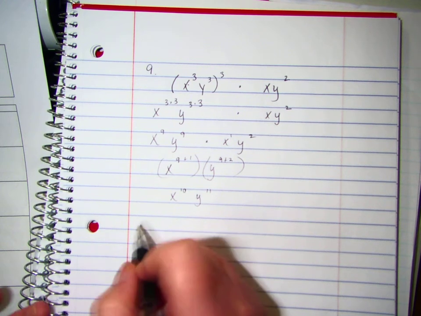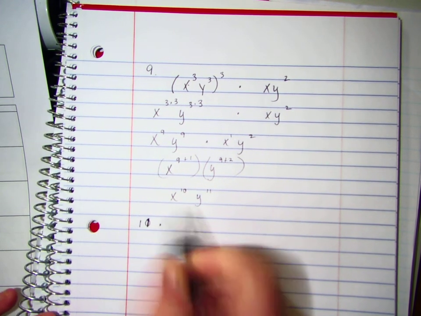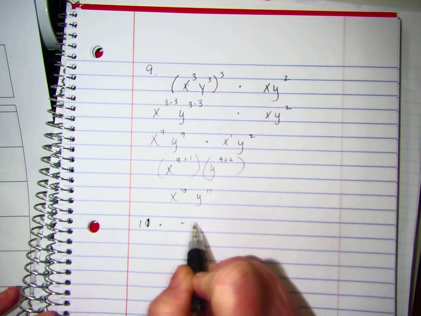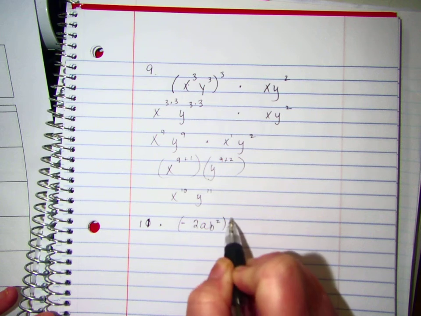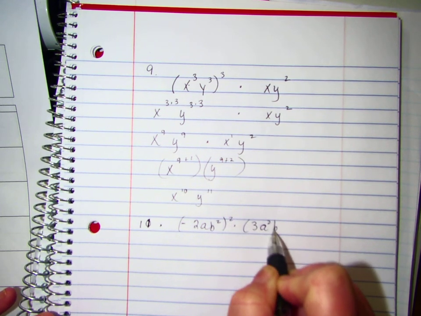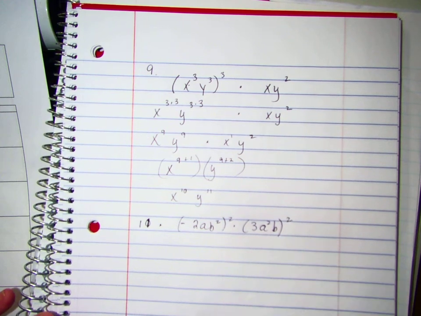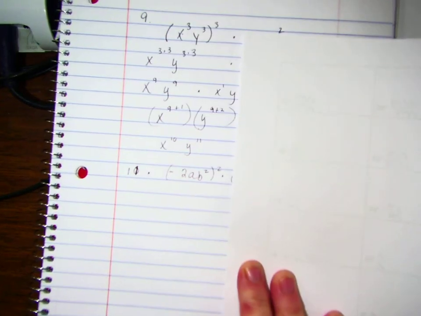Okay, let me do number 10 for you. I'm sorry, number 11 for you. I have negative 2ab squared, 2 over 3a squared b squared. Again, we're going to take this and pretend like this problem's not even here. Okay? We're going to zoom in on this problem.